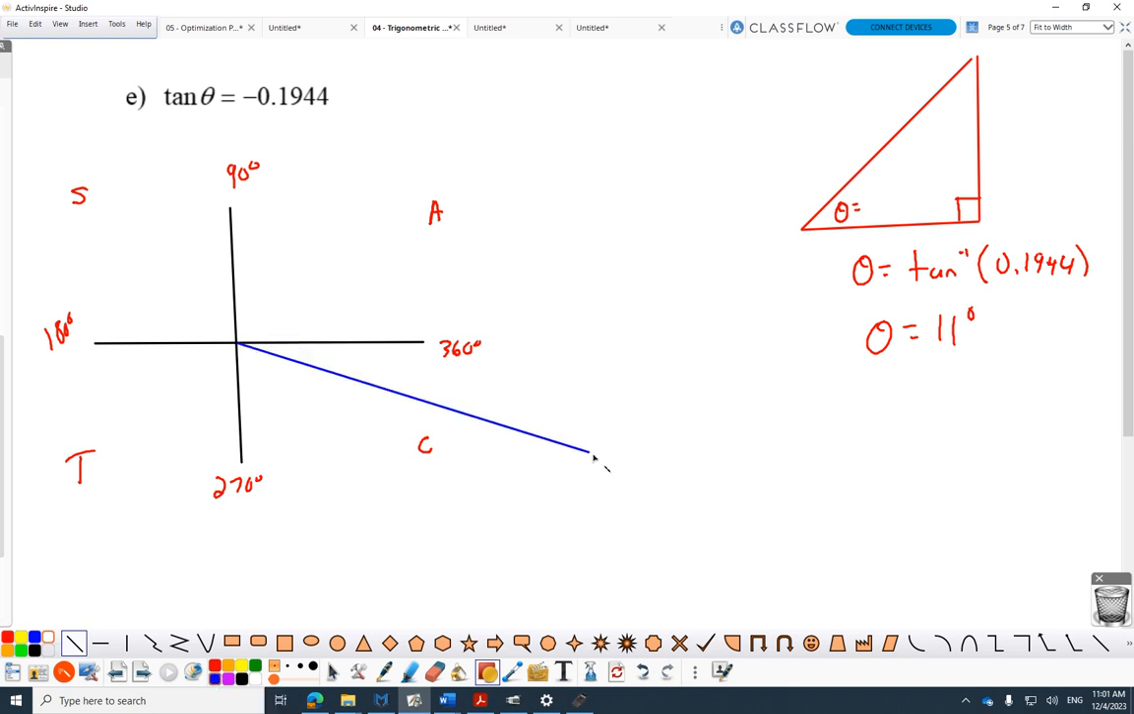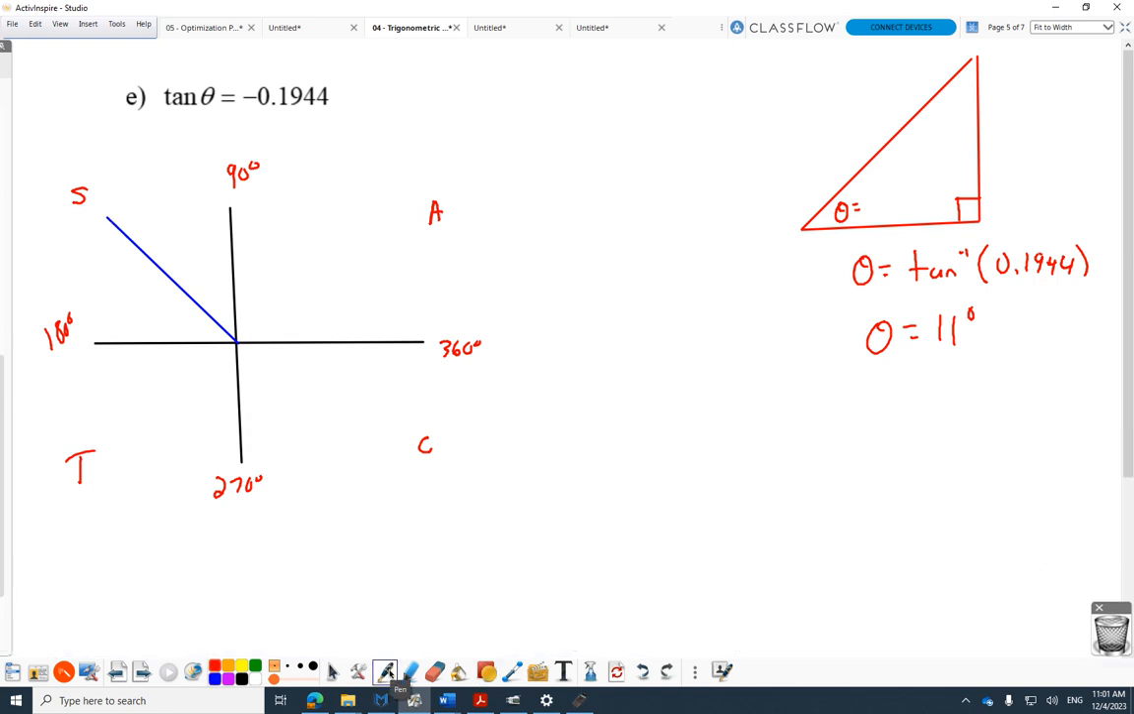Tan's negative. So which quadrant? Could I go on the A quadrant? No, everything's positive there. I can't go in the A quadrant. Could I go in the S quadrant? Yes. So by putting it in the S quadrant, I've taken care of the negative. My related acute angle, I found out, was 11 degrees. Go, question. Isn't it negative? I ignored the negative until now. So Liam, if you paid attention, you ignored the negative so you could find which quadrant it goes in. That's right.